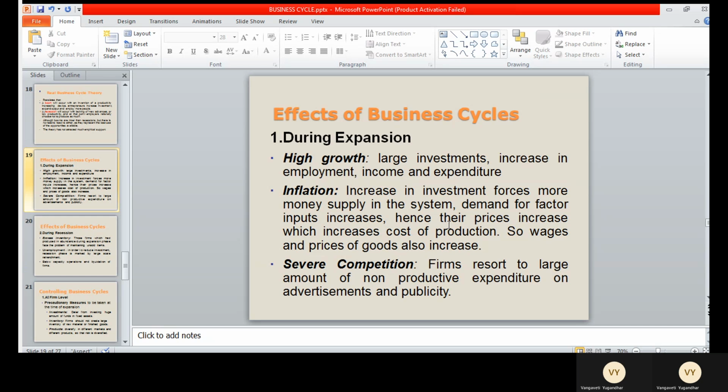And the third effect during expansion is severe competition. So firms resort to a large amount of non-productive expenditure, that is in terms of advertisements and publicity. So these are called non-productive. They are the effects during the expansion.